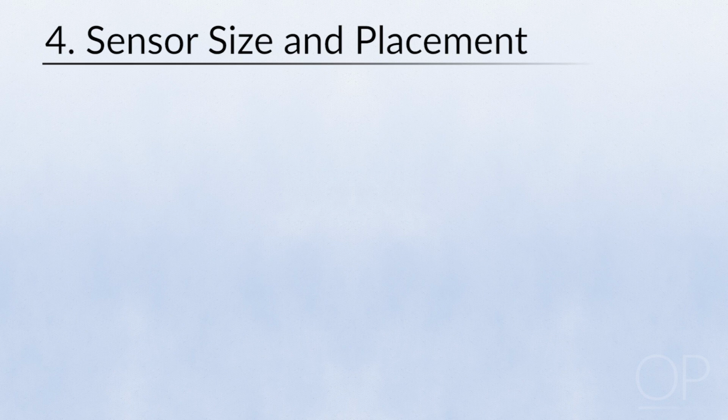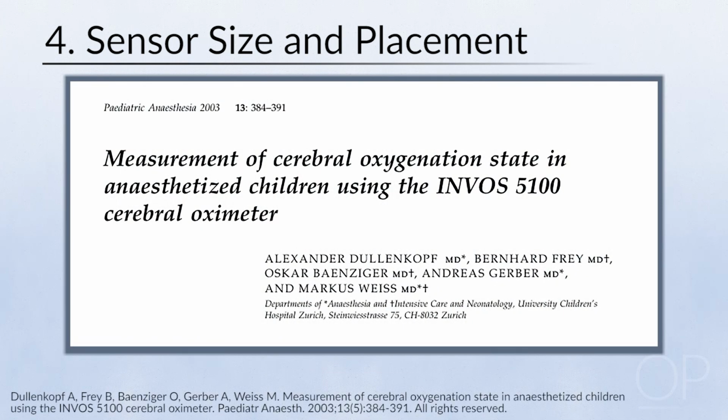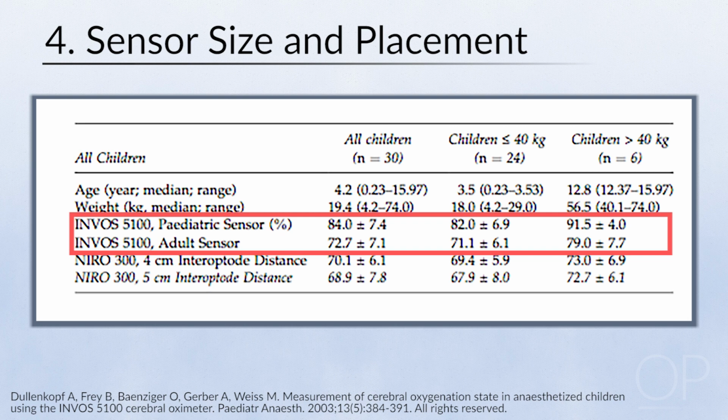The next factor to consider is sensor size and placement. Each manufacturer has different size sensors for adults and children. Here's a study, which is the one I cited earlier, looking at children under anesthesia with the INVOS 5100. So if you look at the red rectangle with the pediatric sensor on children less than 40 kilos, which is appropriate use of the sensor, the cerebral oxygen saturation is 82%. If you put that sensor on adults, the saturation is 71%. And conversely, if you put a pediatric sensor on an adult, the true saturation is 79%, but the pediatric sensor is going to read 91.5%. So use the correct size sensor for the patient.